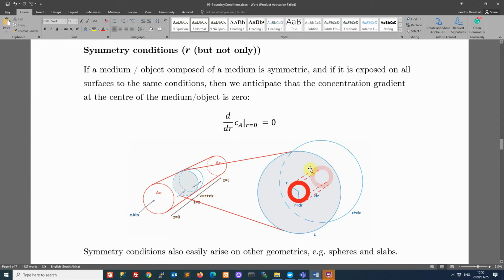And we can imagine multiple radial lines, so we can draw any number of radial lines through there. And if you pick, for example, a radial line like so, then you can imagine the concentration here will be the same as the concentration there.